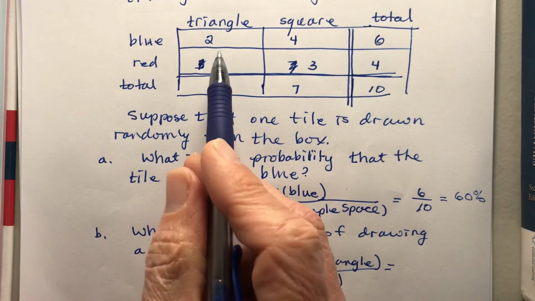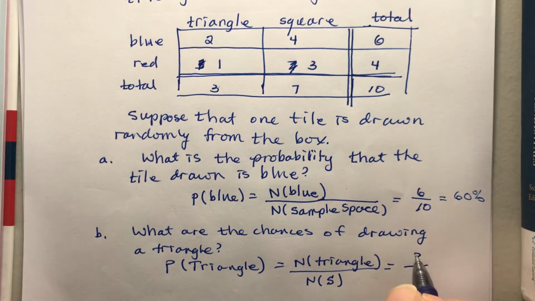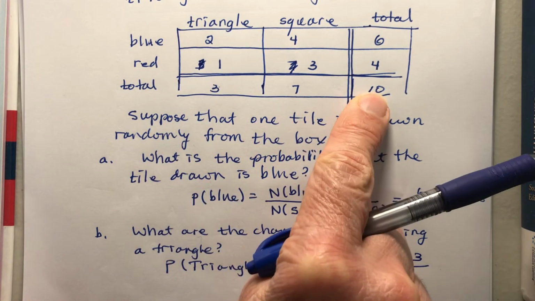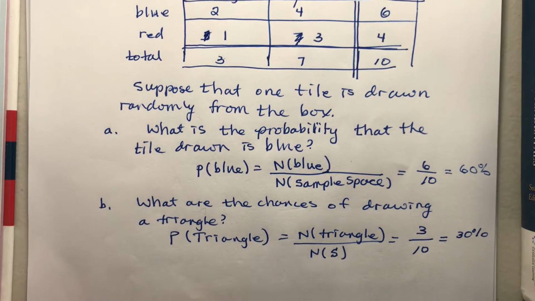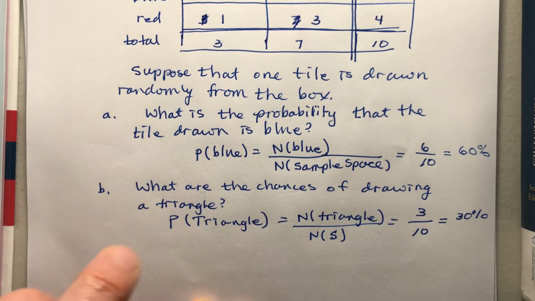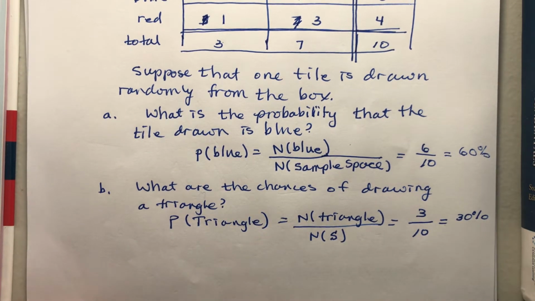So out of the triangles, we see that some are blue and some are red, but in total there's 3 triangles. And there's a total of 10 tiles. So that makes 3 out of 10, which is 30%. Okay, so 60% chance you're going to get a blue, 30% chance you get a triangle.